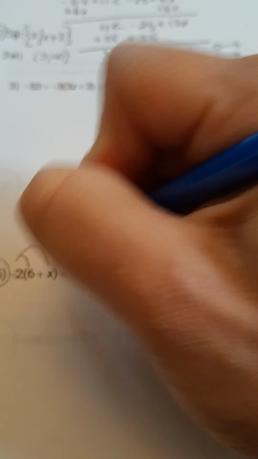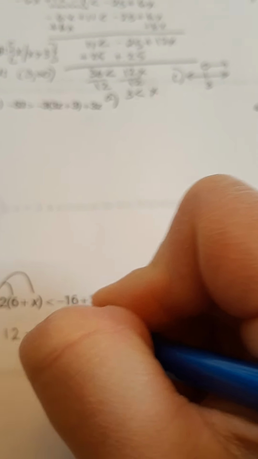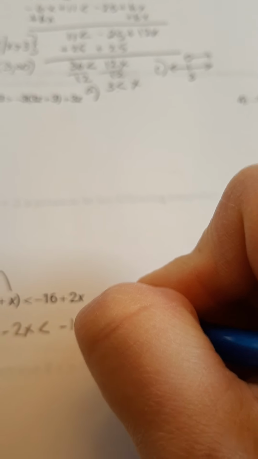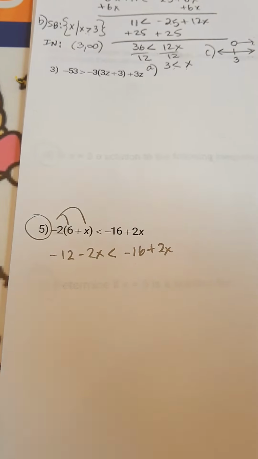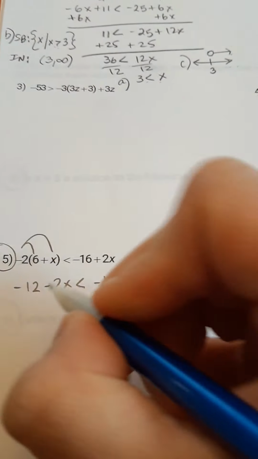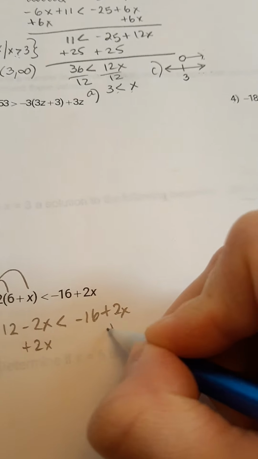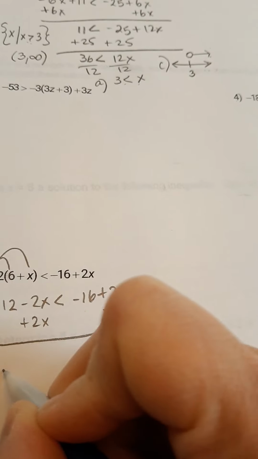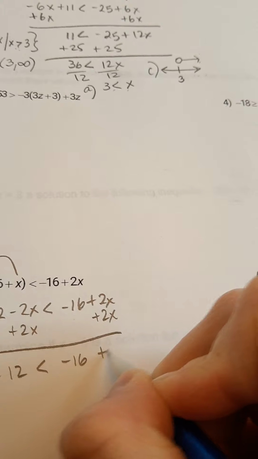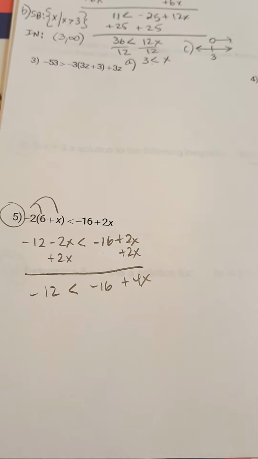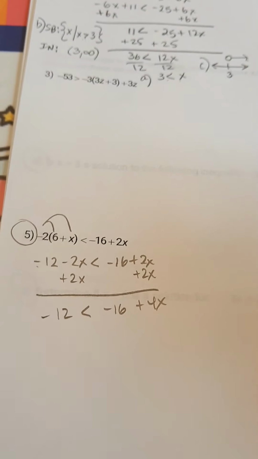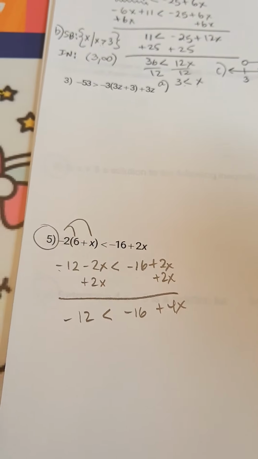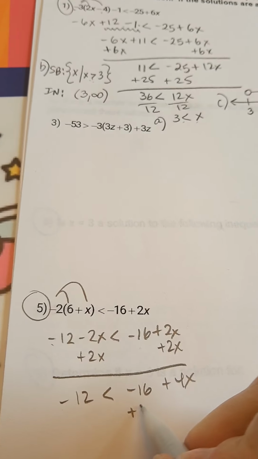Similar to number 1, you distribute the negative 2. That gives negative 12 minus 2x is less than negative 16 plus 2x. And then combine like terms on either side of the inequality. So again, I'm just going to start here. I don't know why, guys, I just always start there. Combine like terms. If you want to add 12 to both sides first, you'll get the same answer in the end. Then I'm going to combine like terms across the inequality.